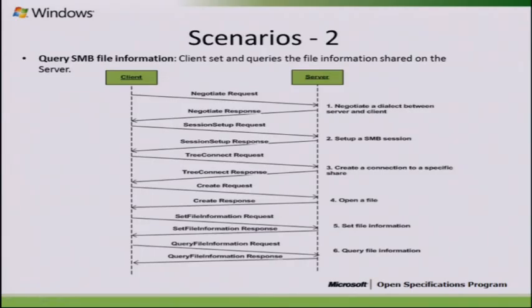Okay, this is a scenario where the user wants to set and query the file information that's shared on the server. It is the same: we need to do these 3 steps and then send a create request to open, for example, an existing file. And the user may want to change a file name to another new name. So they need to send the set file information request to make the changes, and then can query file information by sending the query request to the server.